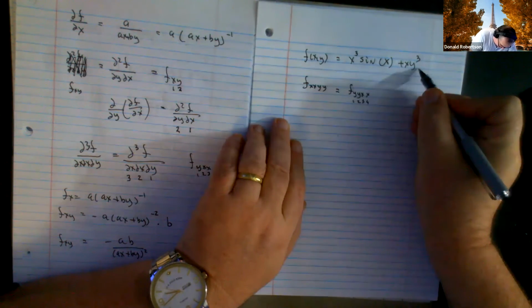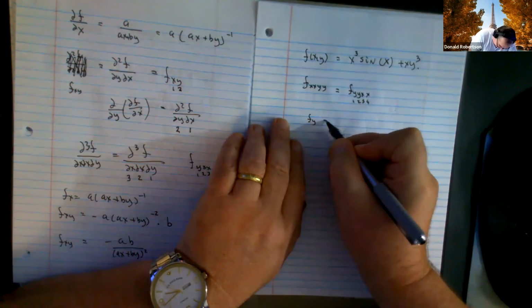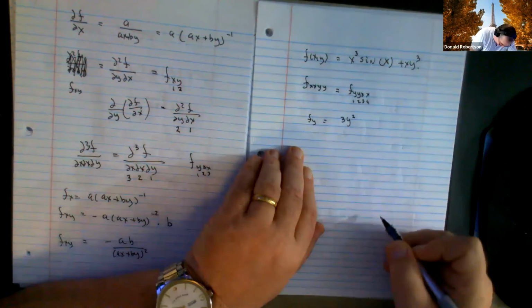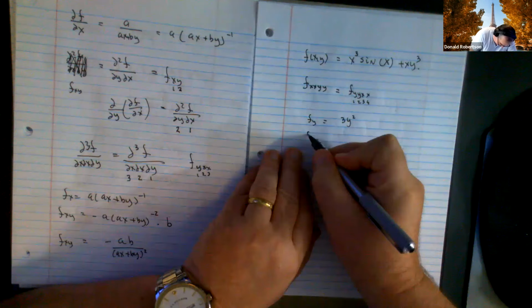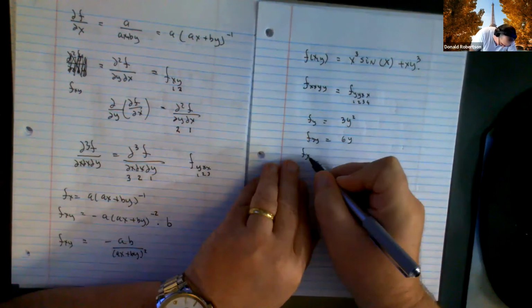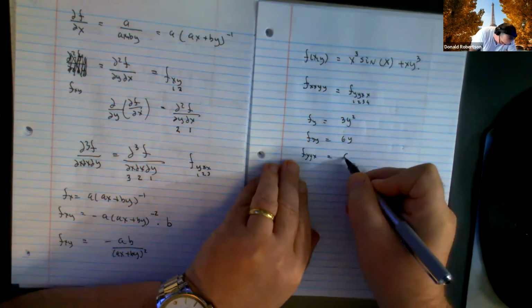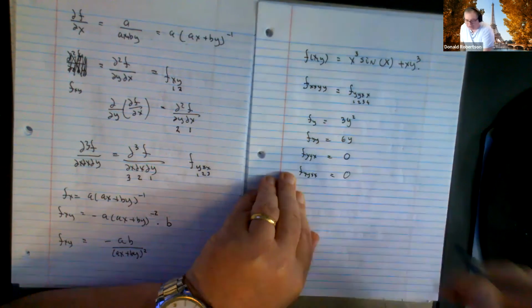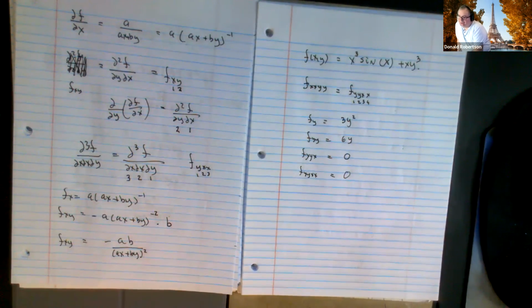Differentiate this with respect to y, and you just get 3y squared. Differentiate it again with respect to y, you get 6y. Differentiate it now with respect to x, you get 0. And differentiate it again with respect to x, you get 0. Do you see the answer ends up being 0? Would you agree that was much quicker than doing it in the order x first, x second, and then y third and y fourth?